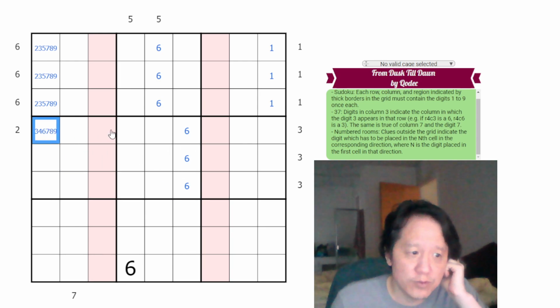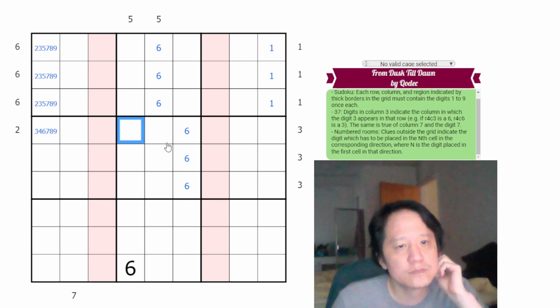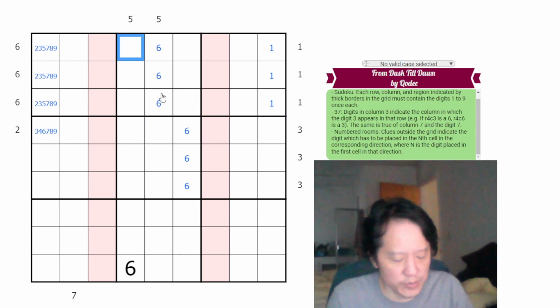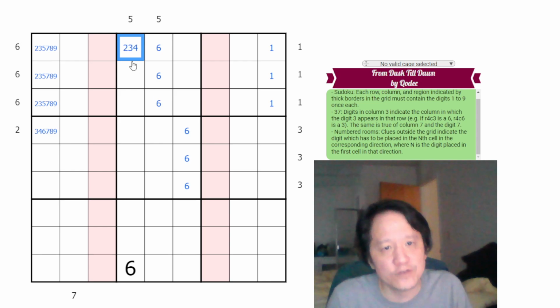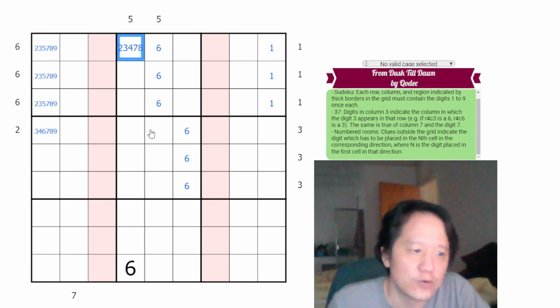So it could be 3, 4, 6, 7, 8, 9. This could be 2, 3, 4, no 5, no 6, 7, 8, no 9. Because if it's 9, this would have to be 5, and that's not possible. So this is 2, 3, 4, 7, 8.